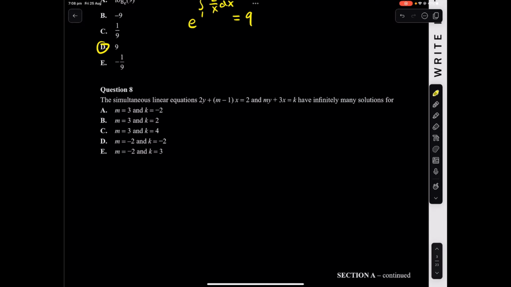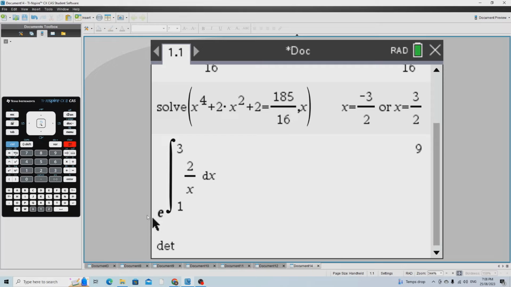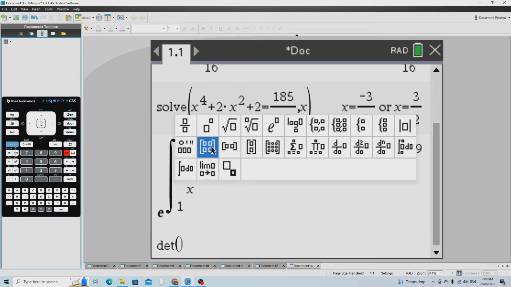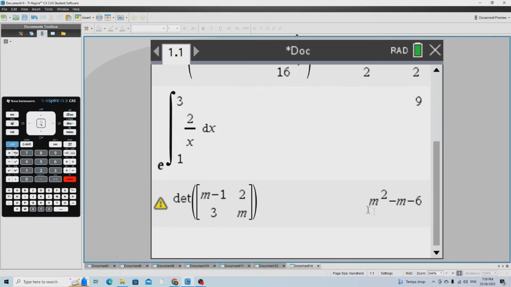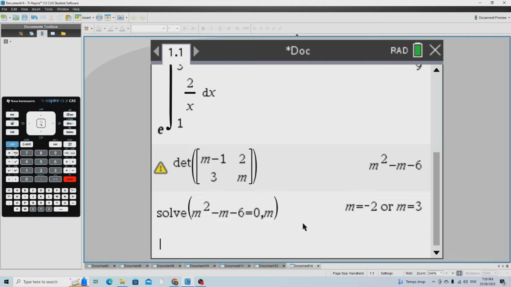The linear equations, this and this, have infinitely many solutions. Okay, very easy. So what we're going to do is go on our calculator and say determinant. We want to find the determinant of, use this over here. We want it in terms of x and y. So our x for the first one is m minus 1, and what's our y? 2. The second one is our x is 3 and our y is m. Pressing this, it gives us this, and we can set this equal to 0, solving for m.